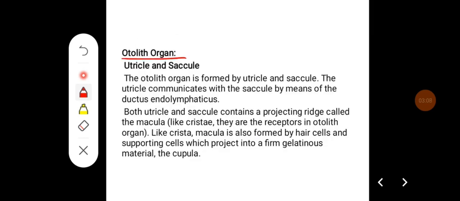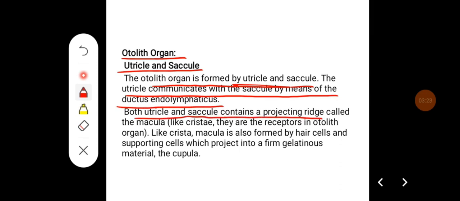Otolith organs are called the utricle and saccule. The otolith organ is formed by the utricle and saccule. The utricle communicates with the saccule by means of the ductus endolymphaticus. Both utricle and saccule contain a projecting ridge called the macula. It is very similar to the cristae, and they are the receptors in the otolith organ.